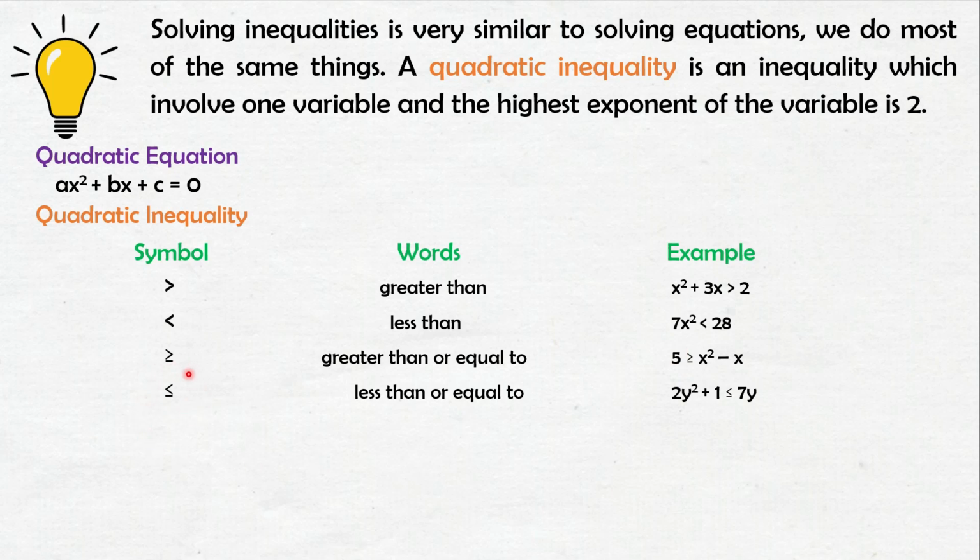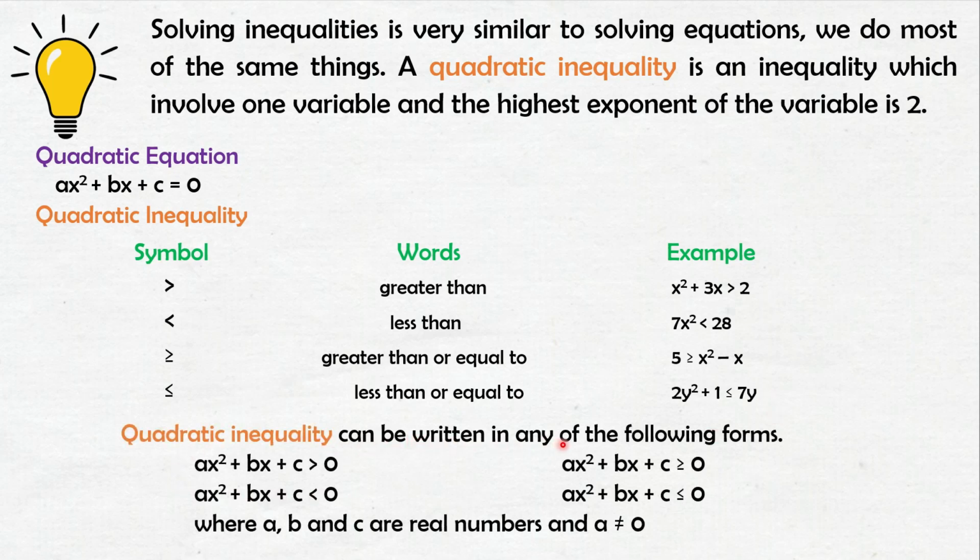And last one, we have this symbol, less than or equal to. Example, 2y squared plus 1 less than or equal to 7y. Ibig sabihin niya, yung expression na ito ay mas maliit or equal sa expression na nasa right side. So itong mga example na ito ay example ng quadratic inequality, since involved naman yung isang variable na x at yung highest degree niya ay 2. And hindi tayo gumamit ng equal sign. Gumamit tayo ng symbol like greater than, less than, greater than or equal to, or less than or equal to. Yan yung tinatawag nating quadratic inequality.